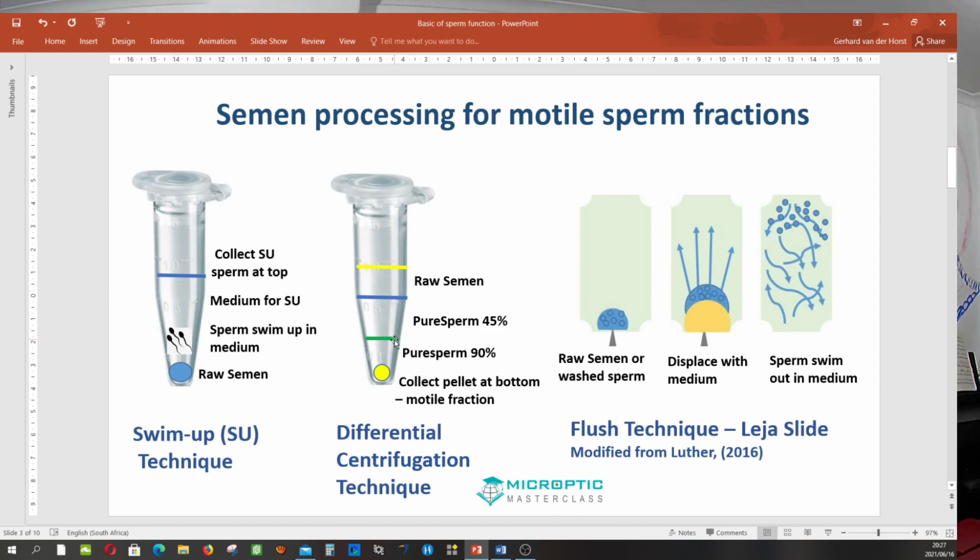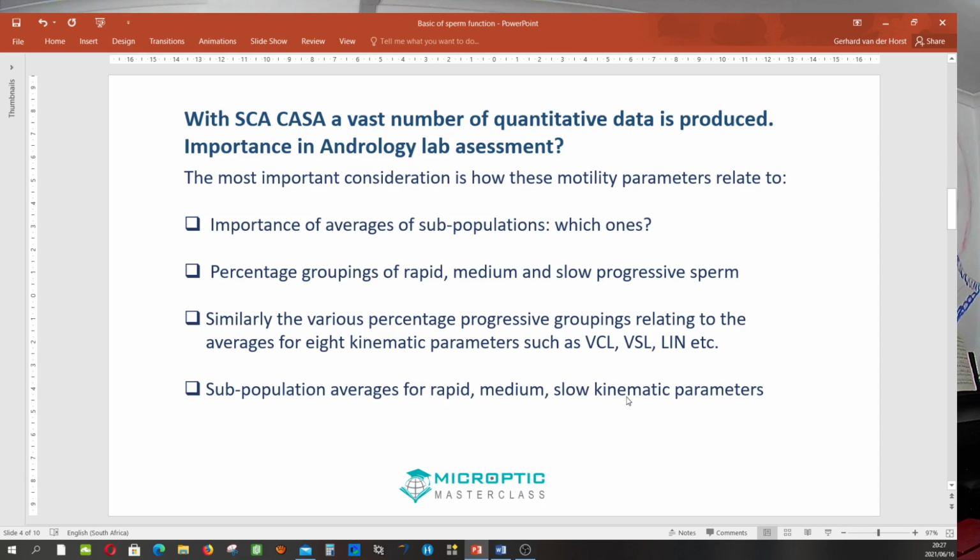Or you can do a differential centrifugation, whereby you use colloidal solutions of 45 and 90%, and you put raw semen here, you centrifuge it for about 20 minutes at 300 G, and then you collect a very motile pellet at this point. And then you can do various things with it. We will allude to this question of the flush technique later on. So at least now you sit with different populations, and the question is, what is actually important here?